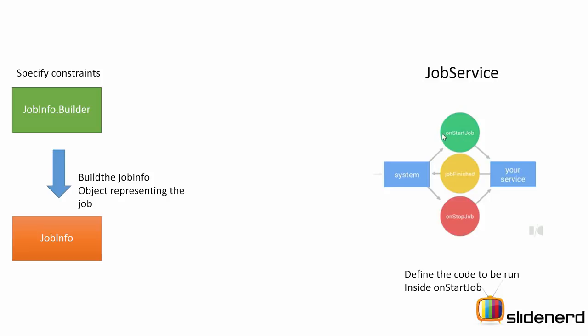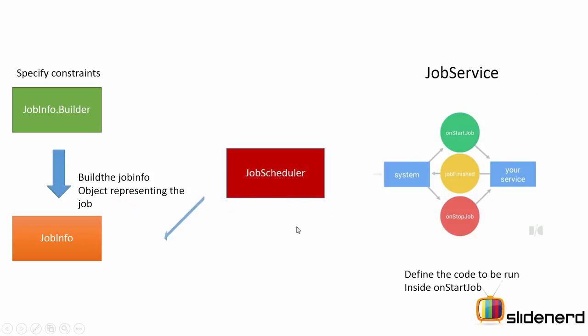Then once you're done with the task, call jobFinished to indicate whether you want to reschedule the task again or you consider that the job is actually finished. And then there's the onStopJob method that gets finally called, indicating that your job execution is complete and you want to do something with it. And this is the whole code that goes inside your job service. Now the most important part is your JobScheduler class, where you call the schedule method and you pass the JobInfo object containing the constraints that you specified.